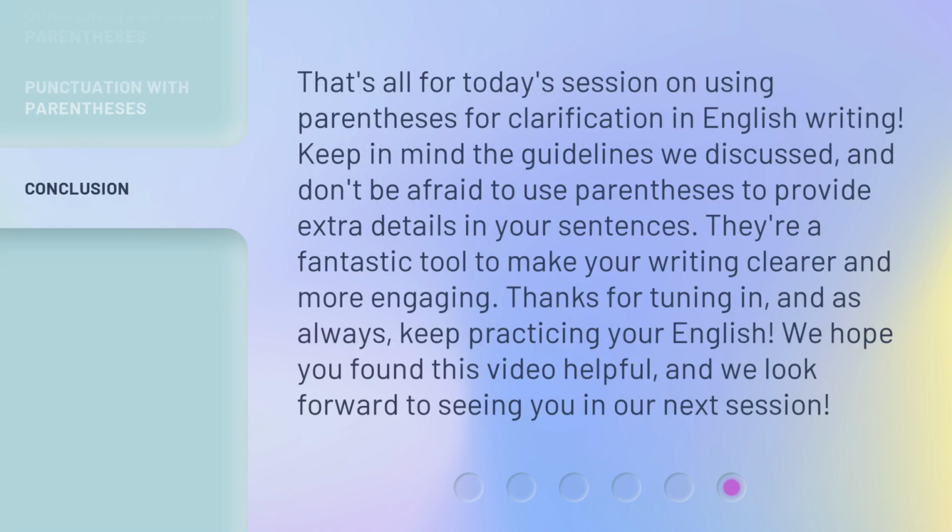That's all for today's session on using parentheses for clarification in English writing. Keep in mind the guidelines we discussed, and don't be afraid to use parentheses to provide extra details in your sentences. They're a fantastic tool to make your writing clearer and more engaging.